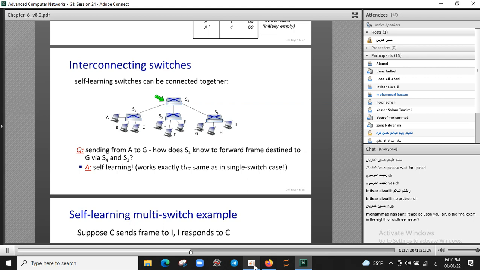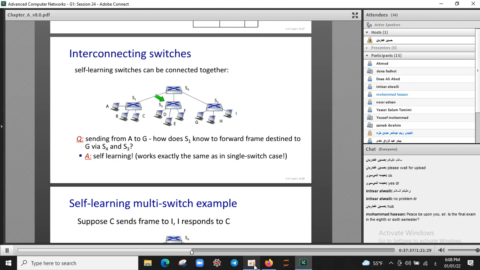And still, an important note: even using this hierarchy, my switches can still use their self-learning capabilities. What does it mean? It means that instead of using one single big switch, I can use several smaller switches and then connect them together at a higher level.